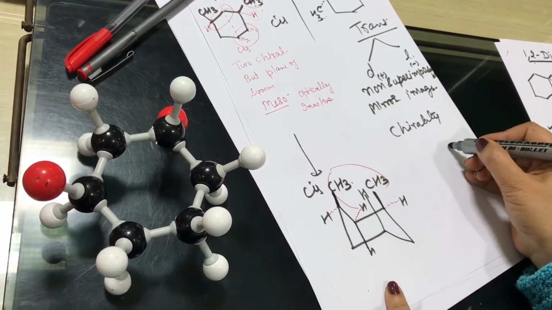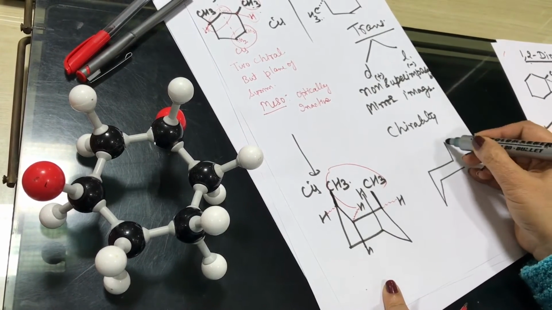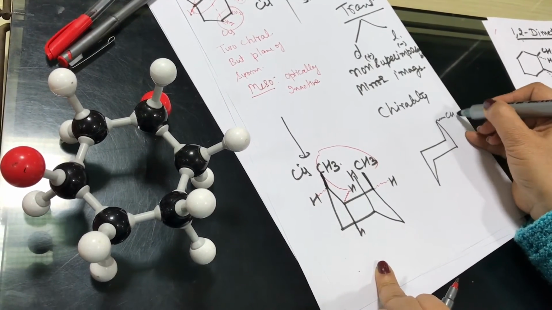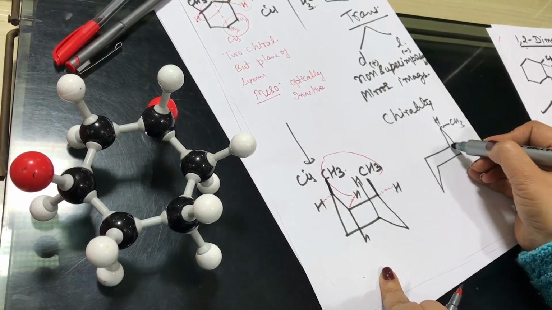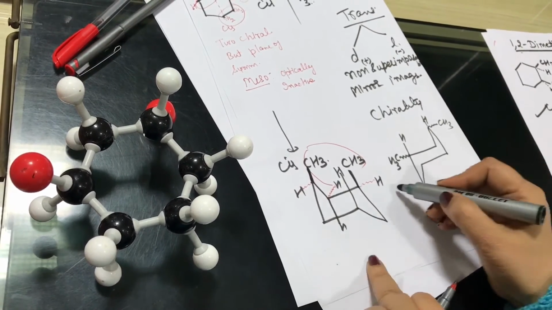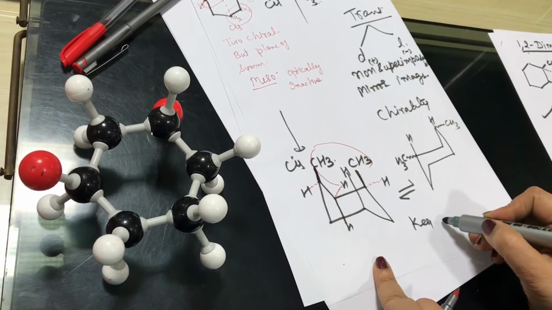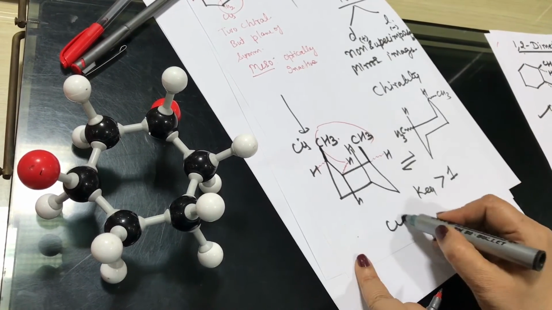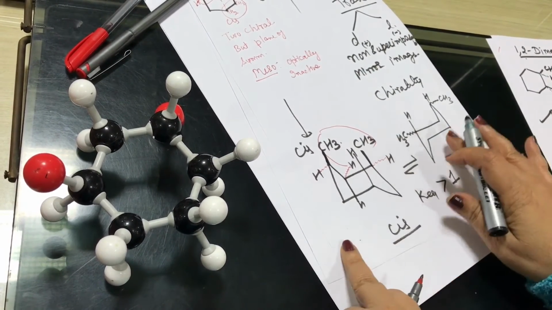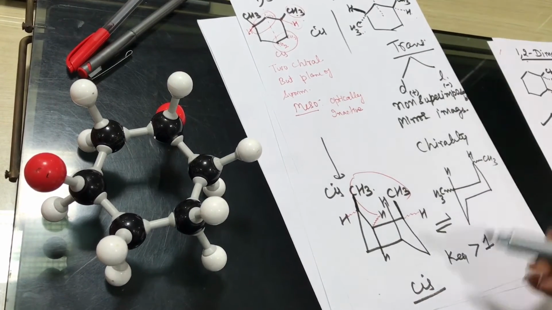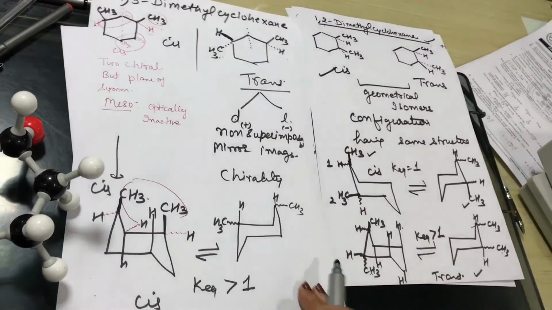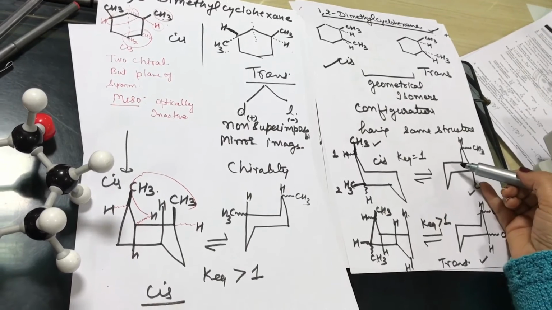We can draw the other chair, where all axial positions will be equatorial. This methyl is at equatorial position. This is the second carbon. This one is the third carbon. Again, methyl is at equatorial position. And this equilibrium constant will be more than 1. This is the cis arrangement, where the second one is most stable. The first one is least stable. So in 1,3-dimethyl-cyclohexane, the cis arrangement is more stable than the trans conformation. Whereas in 1,2-dimethyl, we have seen that the trans one is more stable than the cis one.